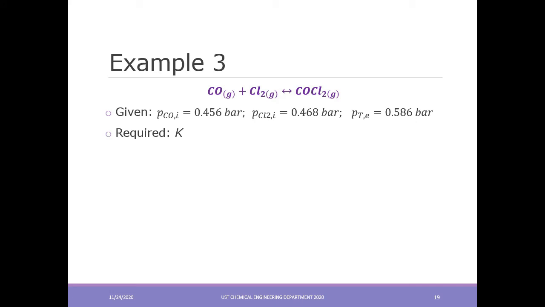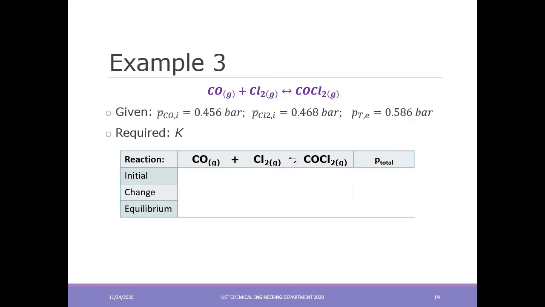To solve this problem, you have to recall from your analytical course the technique we used called the ICE box method, where ICE means initial, change, and equilibrium. We will also consider here the total pressure, which is just equal to the sum of the partial pressures of the substances in your system. The initial pressures are given in the example, and we write them in the initial row. At the start, COCl2 is not yet present in the system. The total pressure initially is equal to 0.924 bar. The total pressure at equilibrium, which is 0.586 bar, is also given in the problem.